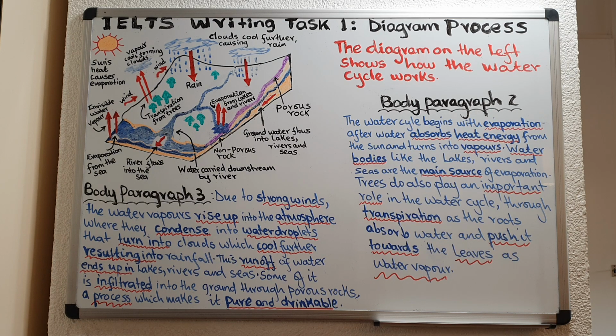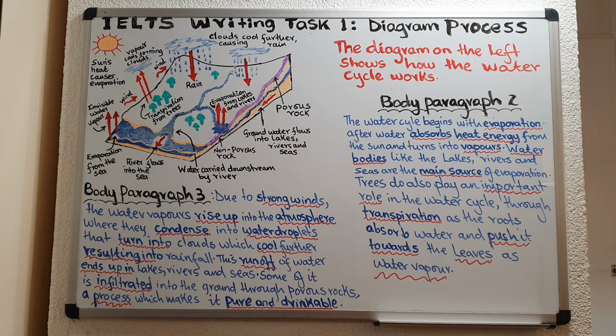The first thing that is important to remember is that you get 20 minutes to write your task 1. You should write more than 150 words. Your task 1 is worth about 33% of your total writing marks. You will be marked on task achievement, coherence and cohesion, vocabulary, and grammar.